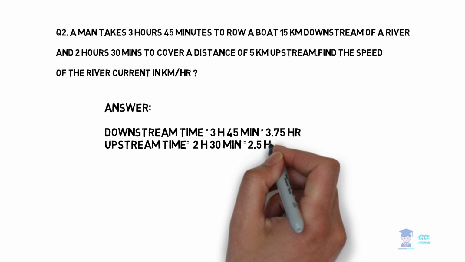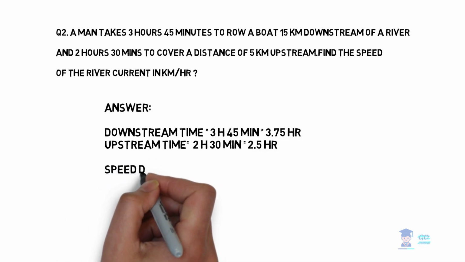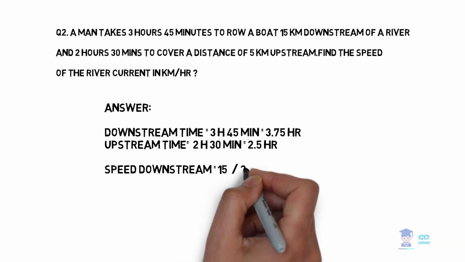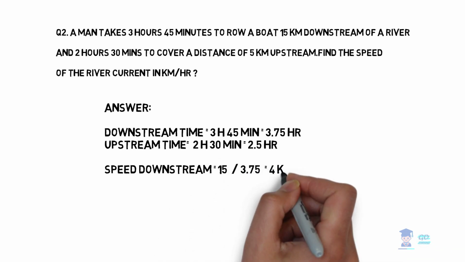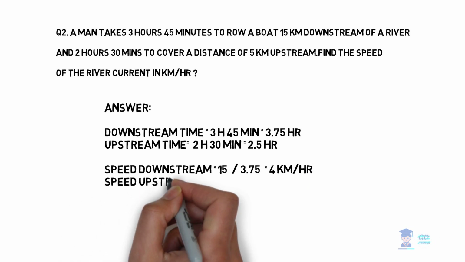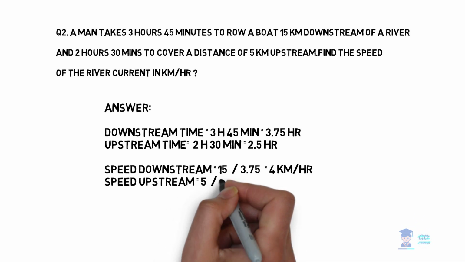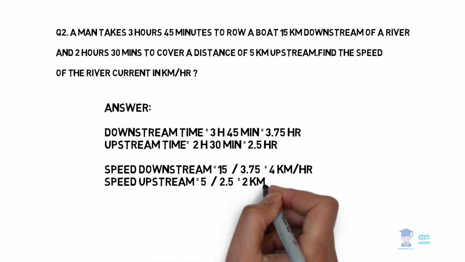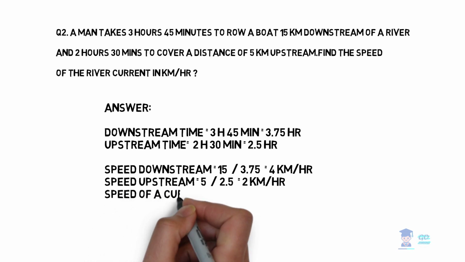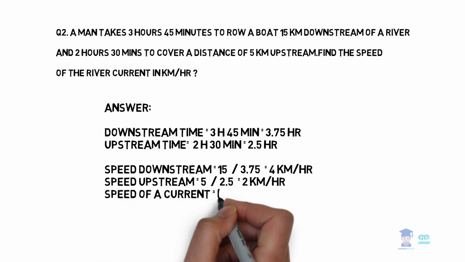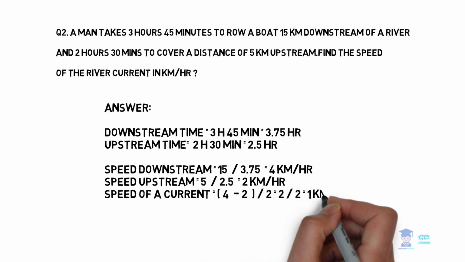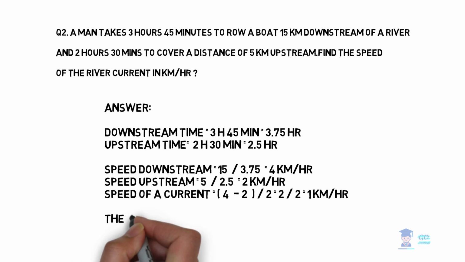So we know speed is equal to distance by time taken. The distance is also given in the question. Speed downstream is 15 by 3.75 and it is 4 km per hour. And speed upstream is 5 by 2.5 and it is 2 km per hour. Speed of the current is given as half into A minus B. So it is half into 4 minus 2 and the answer is 1 km per hour. Speed of the current is 1 km per hour.